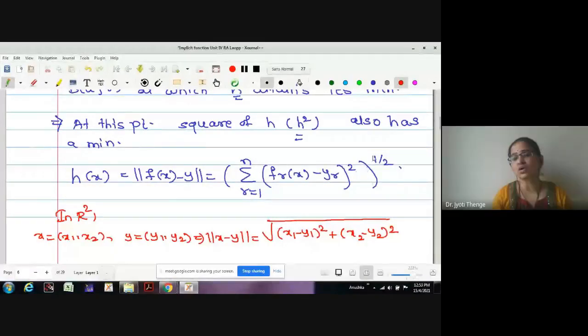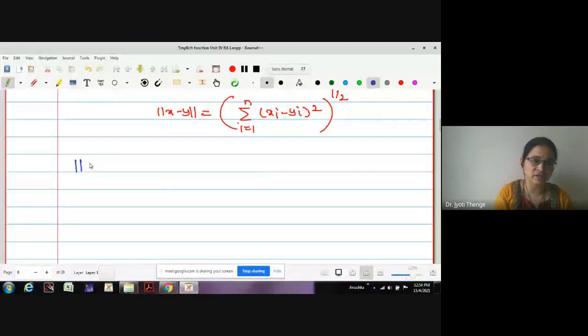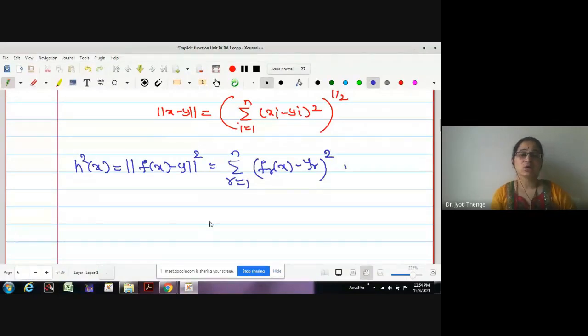Now evaluating a root may give us trouble. Therefore, we'll just square on both the sides. Whatever I am writing in red ink, you should not include it in the proof, right? This is for the sake of your understanding. Therefore, what about h square x? Just take a square on both the sides so that it gives us norm square of f(x) minus y, which is equal to summation r equals 1 to n (f_r(x) minus y_r) bracket square.